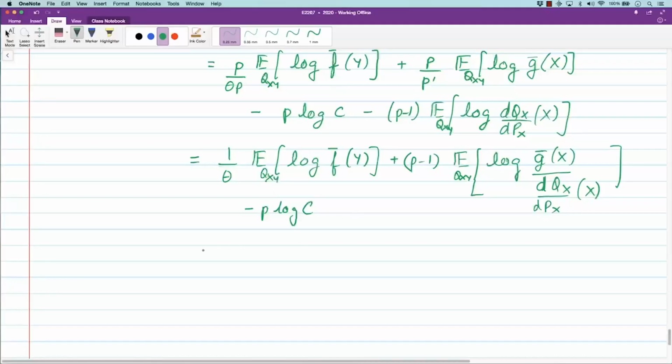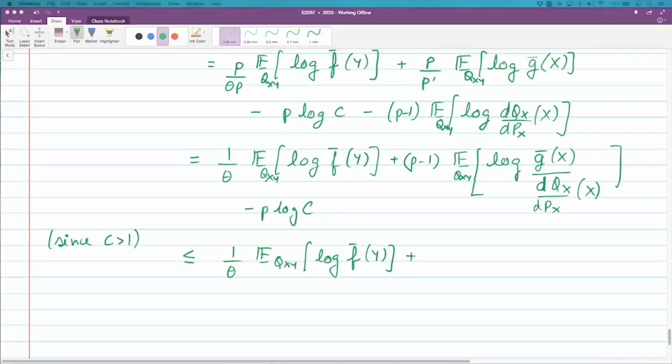And this c is greater than 1, therefore this guy is less than or equal to 0. Since c is greater than 1, we can just drop this. This is something positive we are subtracting. That part is this one, log f bar y plus p minus 1. Now let's look at this guy here.